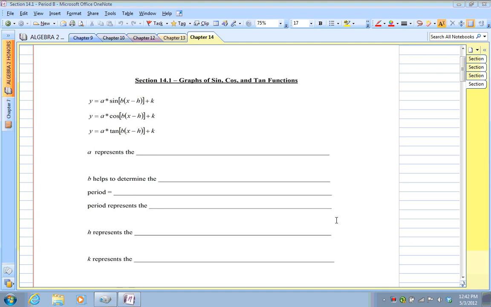It might be hard to memorize these right now, but once we go through the graphs and you understand what A, B, H, K do, it actually will be pretty easy. So we'll start with A.